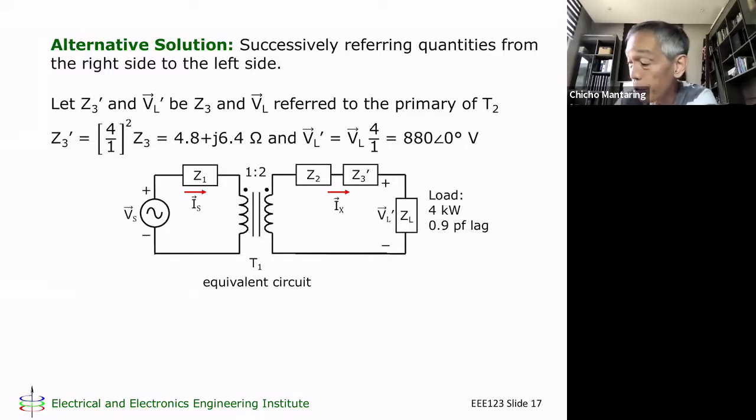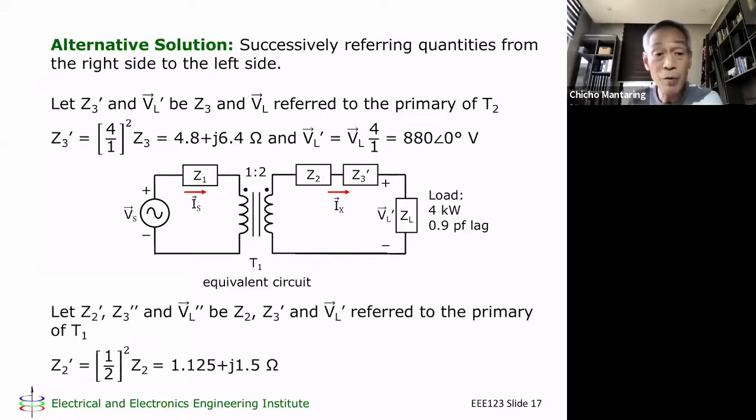Ang magbabago lang is yung voltage. And that voltage now is 880 from 220 because my turns ratio is 4:1. So na-multiply by 4. Okay, ngayon, itong lahat ng quantities na to, pwede ngayon nating i-refer dito sa primary. So that's what we're going to do next.